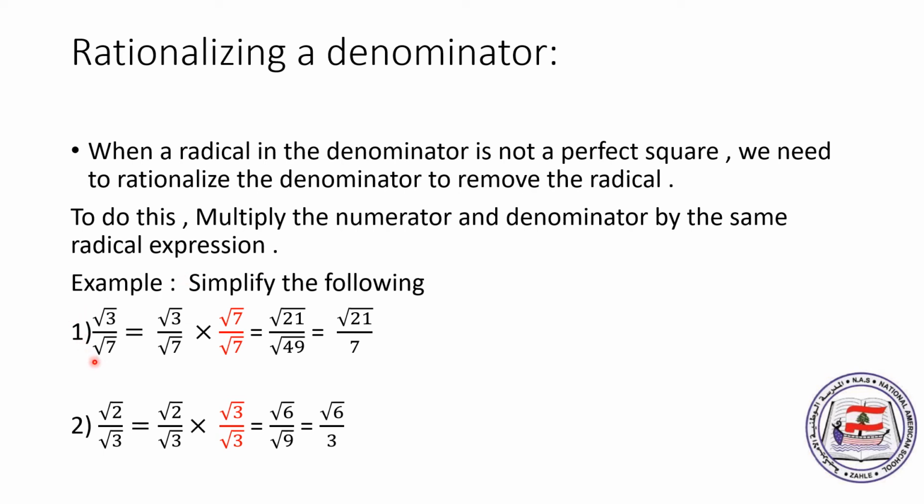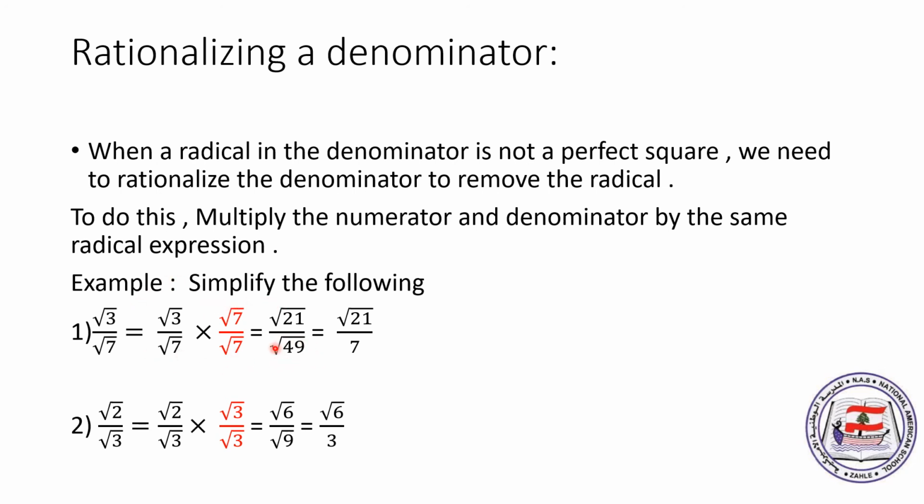Example, let's say we have radical 3 over radical 7. So this fraction cannot be simplified. We cannot give the answer of a fraction with a radical number in its denominator, so we need to remove radical 7. In order to do this, we need to multiply the numerator and the denominator of this fraction by radical 7. Reducing this, we get radical 21 over radical 49.